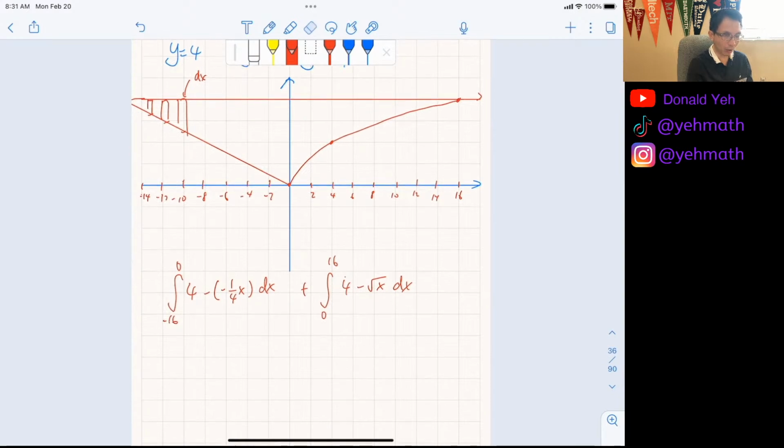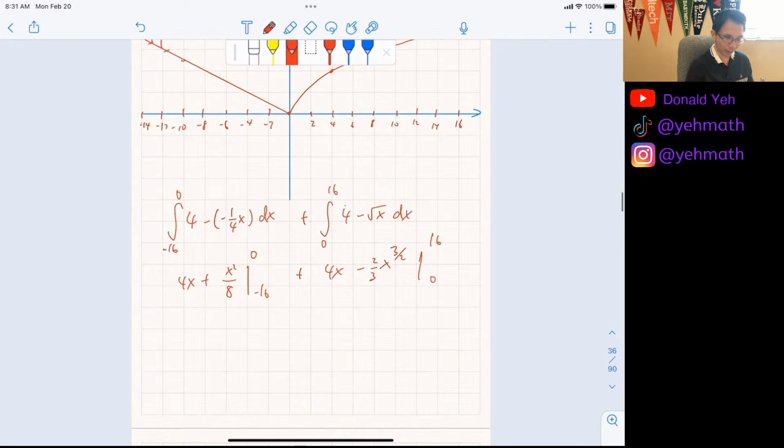And then you say, okay, well, the calculation is kind of messy. It's true. So we're going to try as much as we can. We're going to say that's equal to 4x plus x squared over 8, I believe, between 0 and negative 16, plus 4x minus x to the 3 over 2 over 3 over 2, and then between 16 and 0. The work of this is kind of disgusting, and that's why we revisit this question. We're going to see if there's an easier way to do this question.